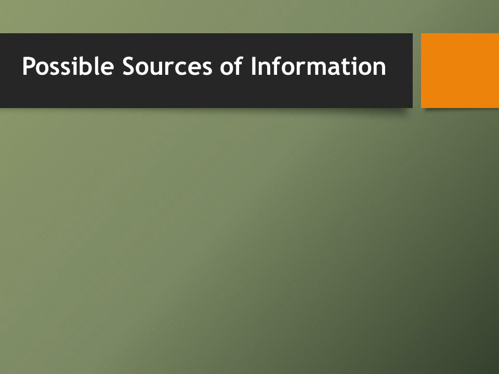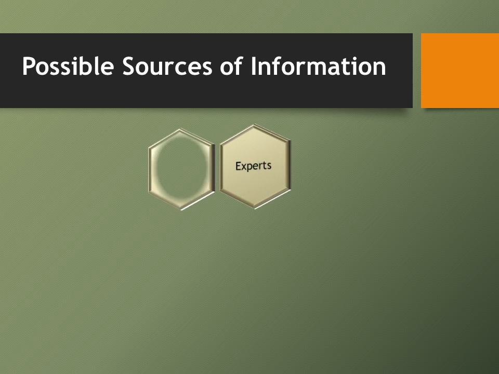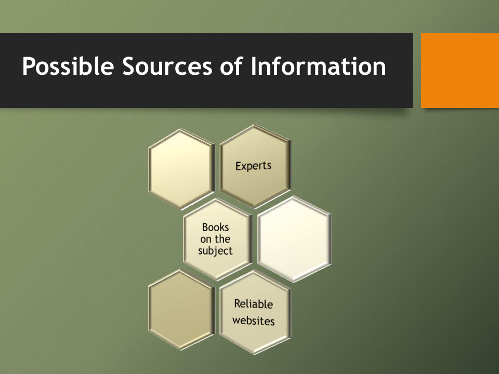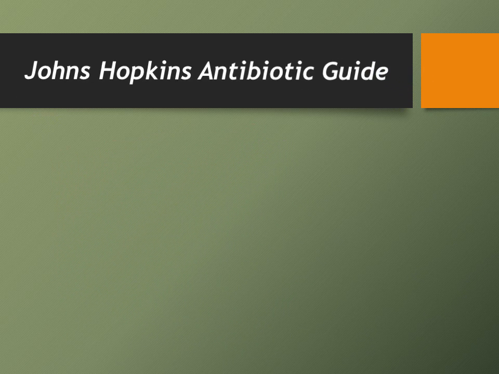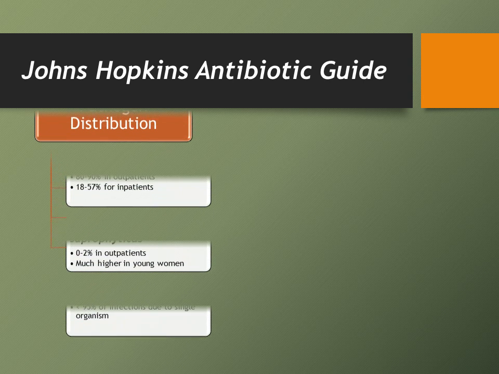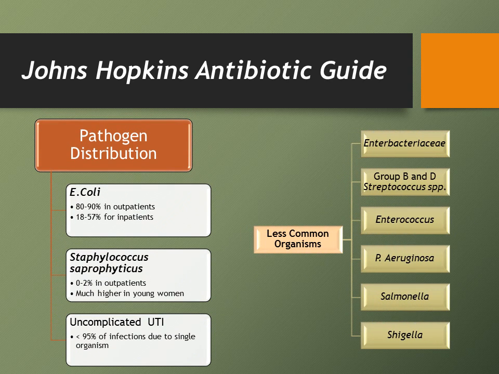Some of the information sources you can use include medical experts, books on the subject, and reliable websites. One reliable online source is the Johns Hopkins Antibiotic Guide, which provides information on various types of bacteria. Note the descriptions of E. coli and staph.